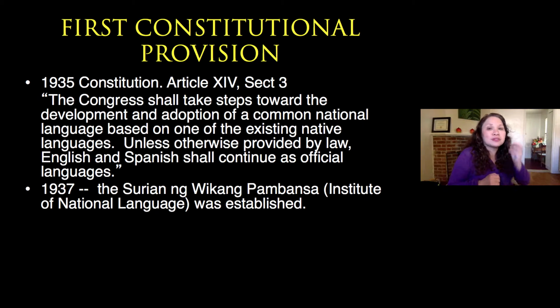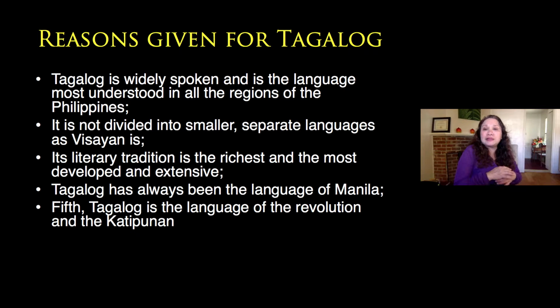You only need to remember that it was in 1935 that a common national language started to be developed. It was based on Filipino. And that in 1937, the Surian ng Wikang Pambansa or the Institute of National Language was formed, and it was this Institute of National Language that set about the standardization of the language that would later be known as Filipino. And they chose Tagalog to be the basis for the national language because of the following reasons.